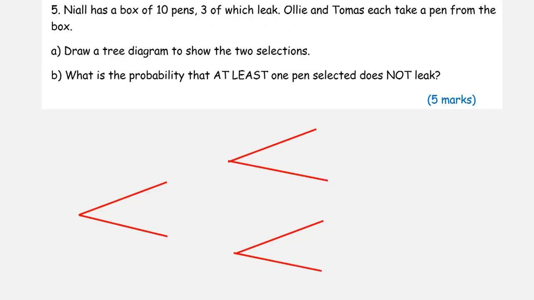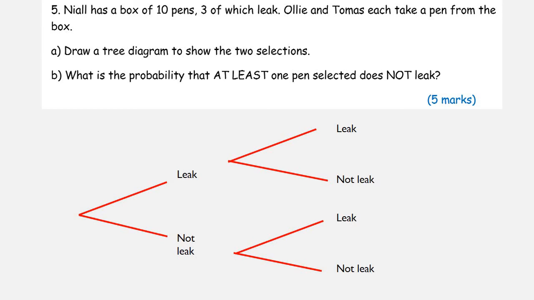Question 5. Okay, again, there were a few issues with this one. Neil has a box of 10 pens, 3 of which leak. Ollie and Thomas each take a pen from the box. So we're going to start by drawing a tree diagram to show the 2 selections. Okay, so we start with our labels.